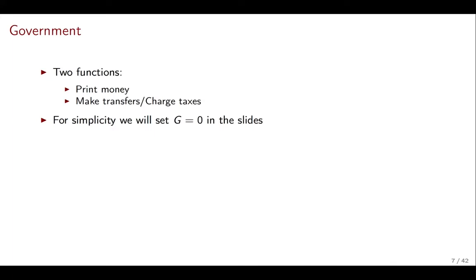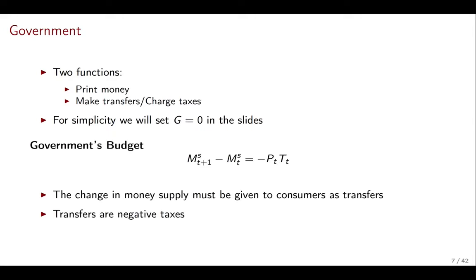What about the government? Well, as we were saying in the overview, the government here has two functions. They print money and they make transfers or charge taxes. For simplicity, we're going to set G equal to 0 in the slides. So there is no government spending in the model I'm going to show in the slides.